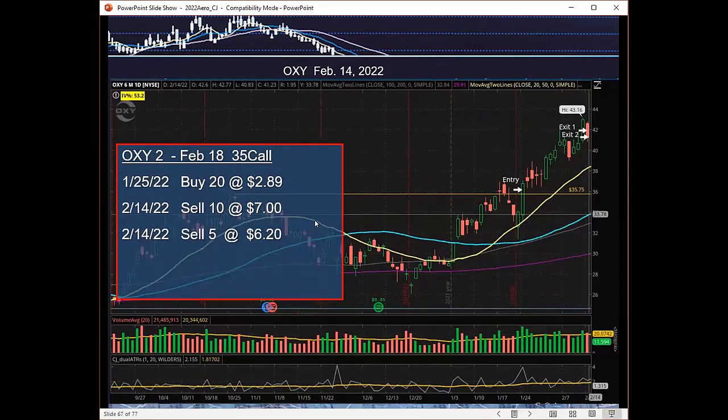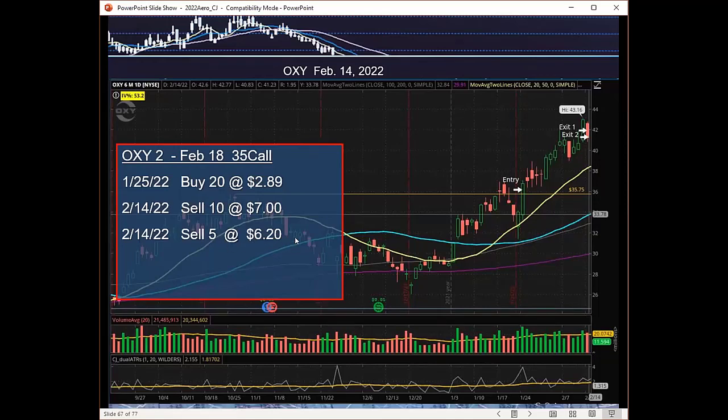So what I did on the 14th of February, because we're starting to get a little bit closer to expiration day on the 18th, is I sold 10 that morning, which pretty much gave me a free, risk-free position, because you can see I paid less than $3. I paid $2.89, and selling half at $7, I paid for the whole position.